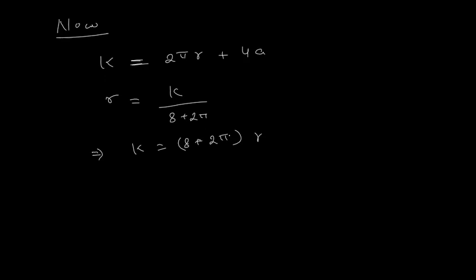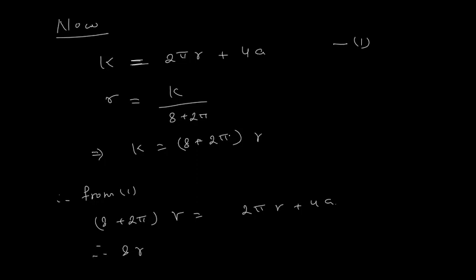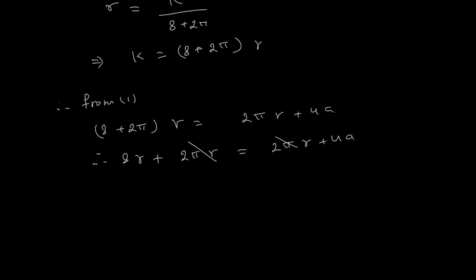So from 1 I will say that 8 plus 2 pi into r is equal to 2 pi r plus 4a. So therefore this is 8r plus 2 pi r is equal to 2 pi r plus 4a. Now this 2 pi r and this 2 pi r cancel and we have 8r is equal to 4a. Therefore 2r is equal to a.